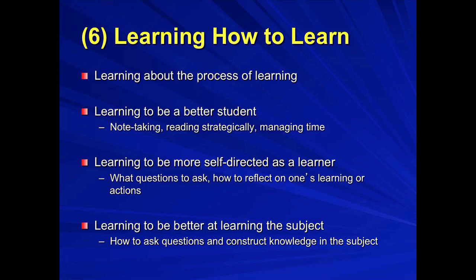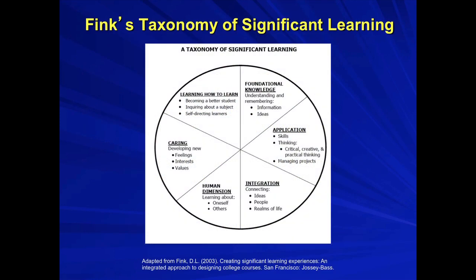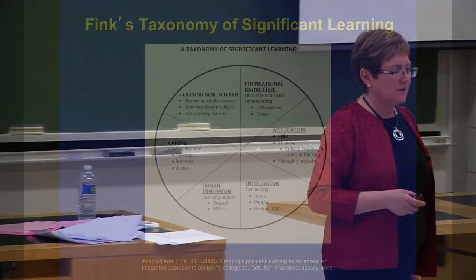That would be an example of an outcome that has to do with learning how to learn. So Fink's taxonomy, I think, is very useful at also giving us some ways to think about what these intended learning outcomes are. Now, I want to prepare us for what you're going to be doing this afternoon. We're coming toward our end in a few minutes. Okay?